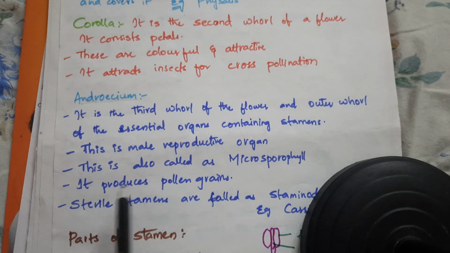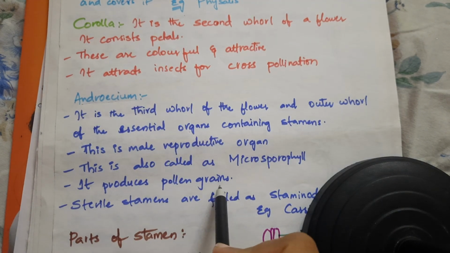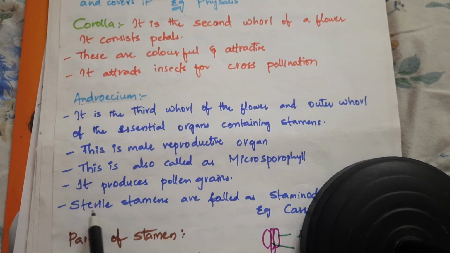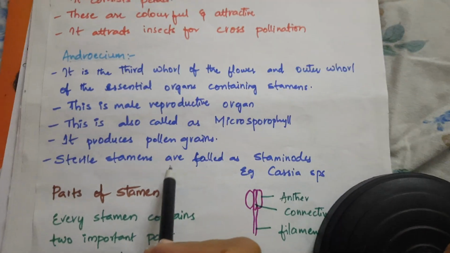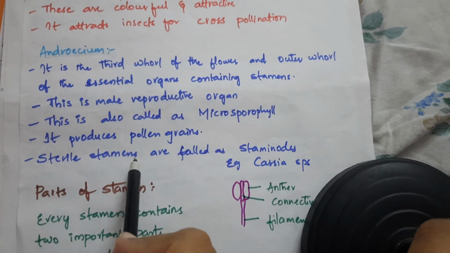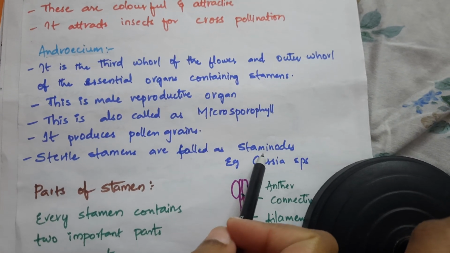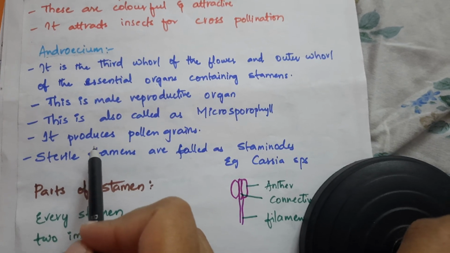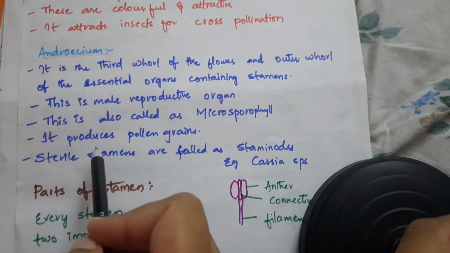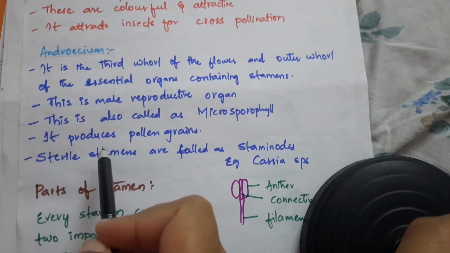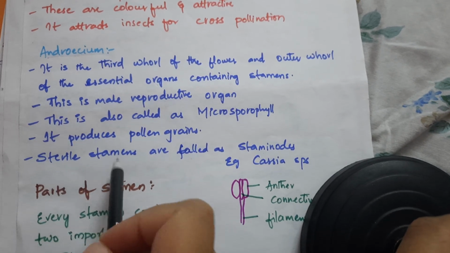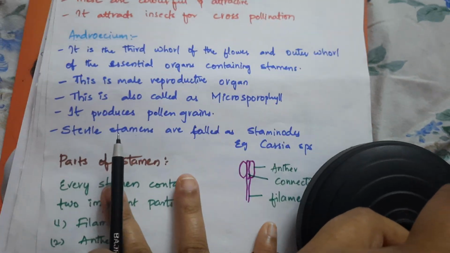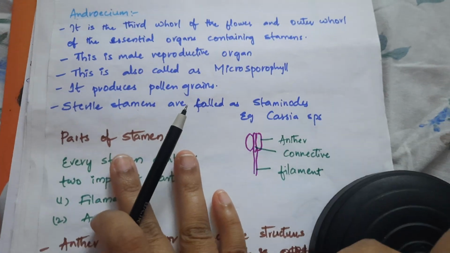Okay, and it produces the pollen grains, which are known as the male gametes. Here, in some plants, sterile stamens are also found. We call these sterile stamens the staminodes. Even though the stamens are there, they are sterile, meaning they are incapable of reproducing. Those are known as the sterile stamens, which we find in the Cassia species. So this is the outline of the androecium.